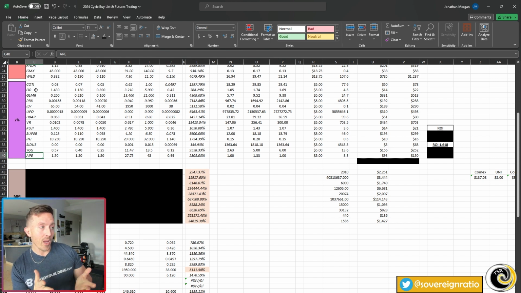So those are my picks. Again, I think Injective and Ape, now that I look at this, probably should be a little bit higher. So maybe we'll make some changes there. But in general, that's what I'm looking at.